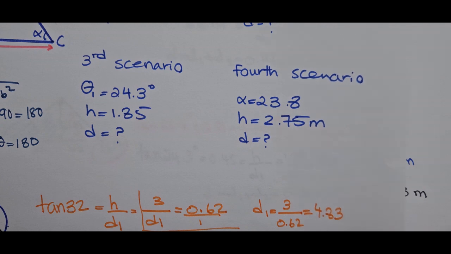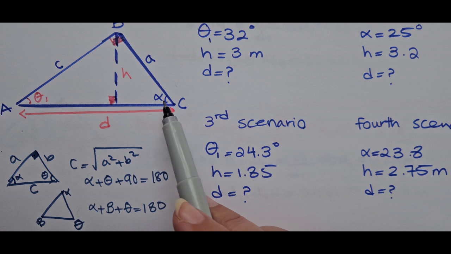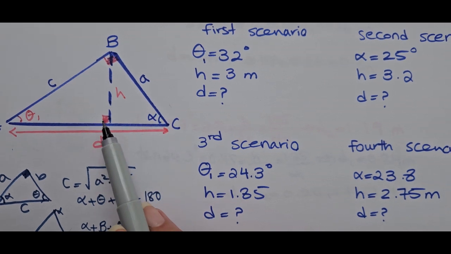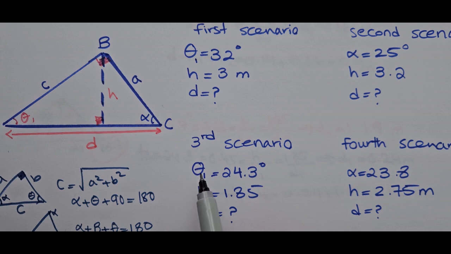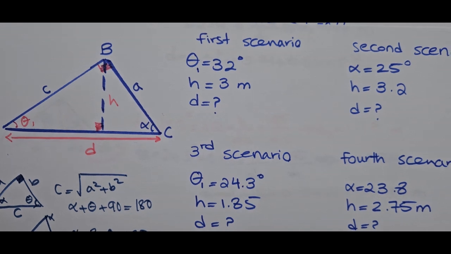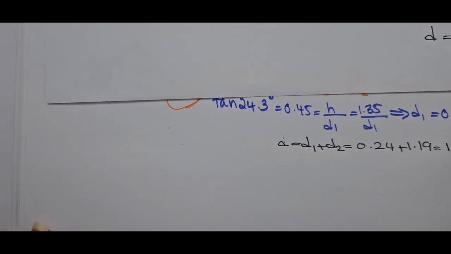So here, this time the alpha is given. Take a look at this side. This time the alpha is given, which is 23.8, and then again the h is given, which is 2.75. As you could see from the third scenario, it doesn't matter if the h or one of the angles or two of the angles are decimal values. You should be okay. You should be totally fine with solving it. Okay, so it doesn't make any difference in your solution.